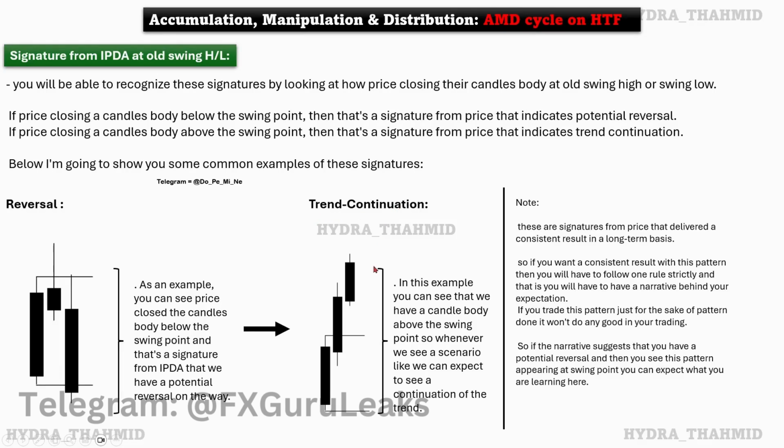To anticipate trend continuation, this is what we're going to be looking at on the chart. In this example, you can see that we have a candle body above the swing point. So here, this is the swing point. This is just an example. When I show you the actual chart and introduce to you some rules, you will be able to trade it. But I'm just introducing to you the patterns right now, the signatures that help us to know if it's going to be a reversal or trend continuation. These are very common patterns. When you put narrative behind these patterns, you will see the chart in a different way, and it will change your whole idea on higher time frame.